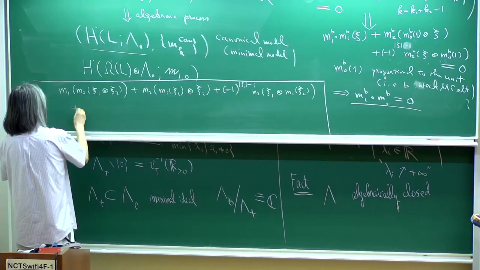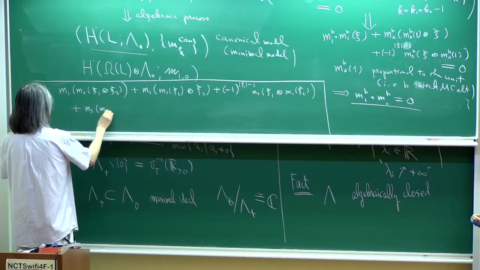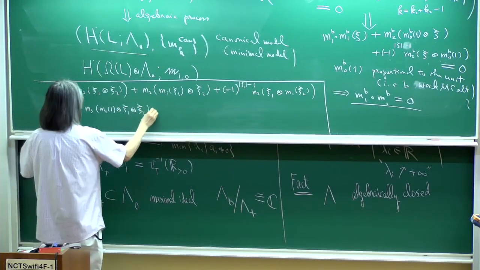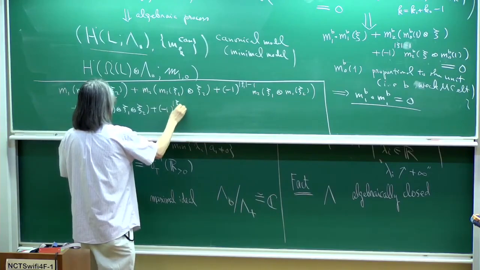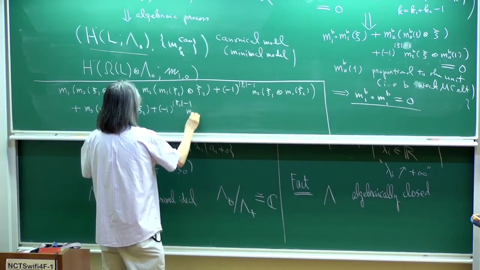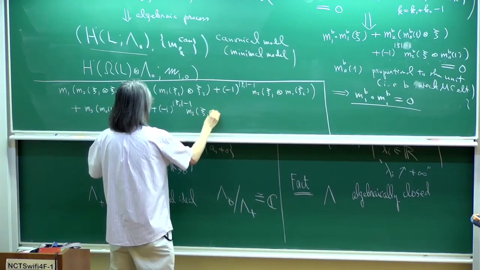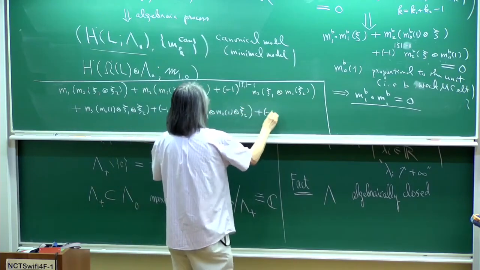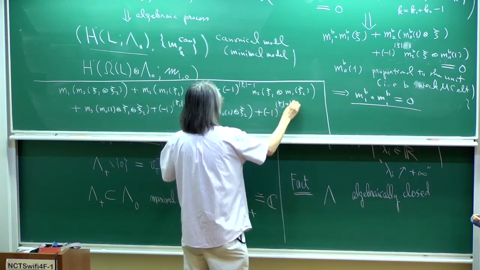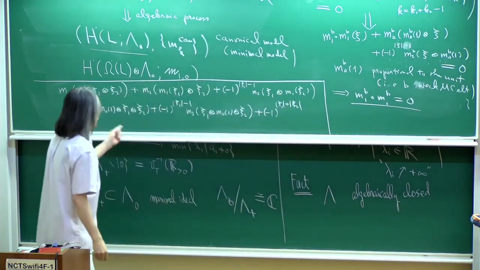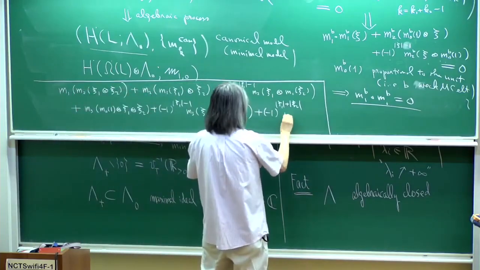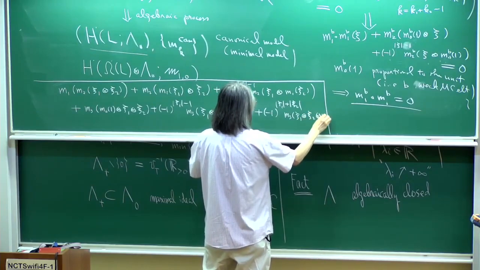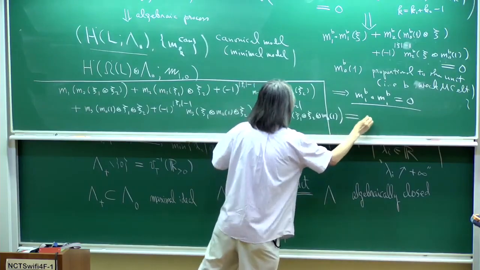Plus M3 of M01 tensor xc1 tensor xc2, plus (-1) to the xc1 minus 1 of M3 of xc1 tensor M01 tensor xc2, plus (-1) to the C1 plus C2 minus 1, so it doesn't really matter. Therefore I just put it this way. And then M3 of C1 tensor C2 tensor M01. This is equal to 0, right?